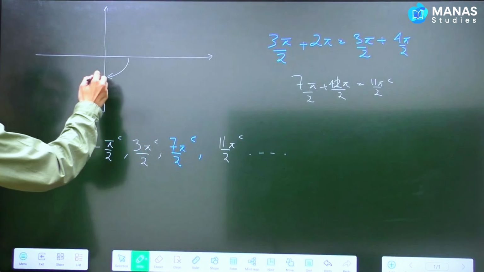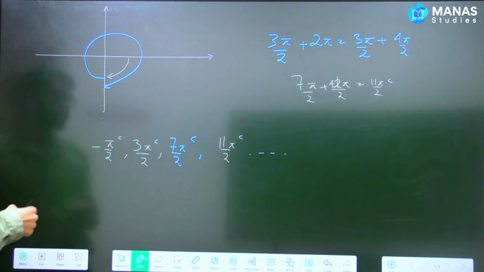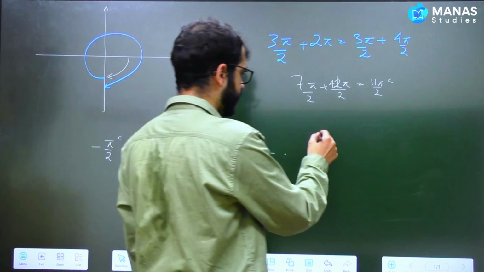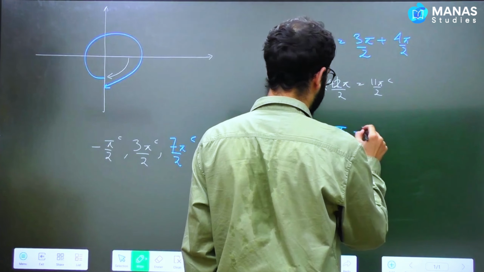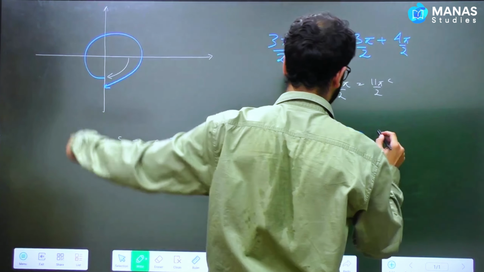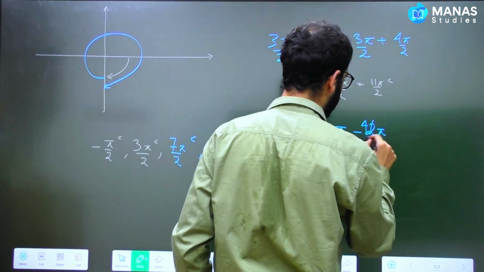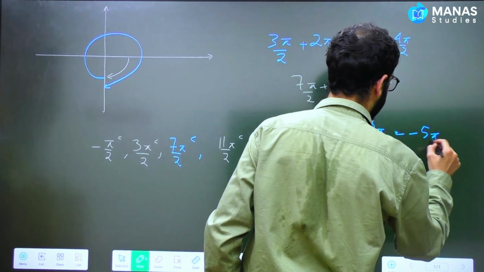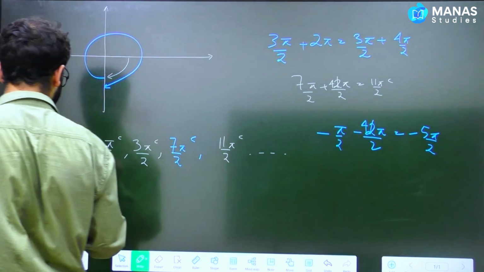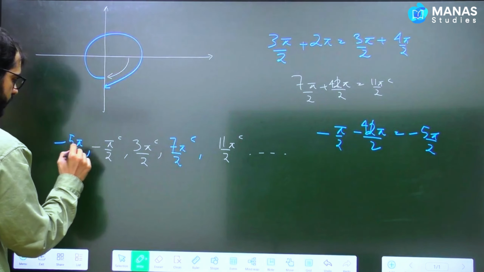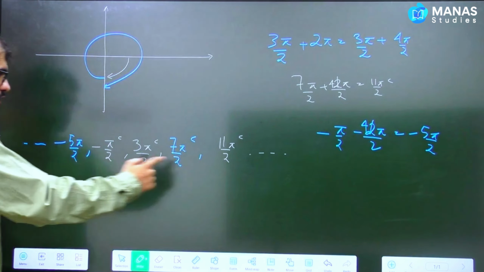If instead of stopping over here, I make another round, what did I do? I already had minus pi by 2 radians and I moved further by minus 2 pi radians. So it will be minus 5 pi by 2 radians. I am going to write it over here. This is minus 5 pi by 2 radians, and so on in both the directions.